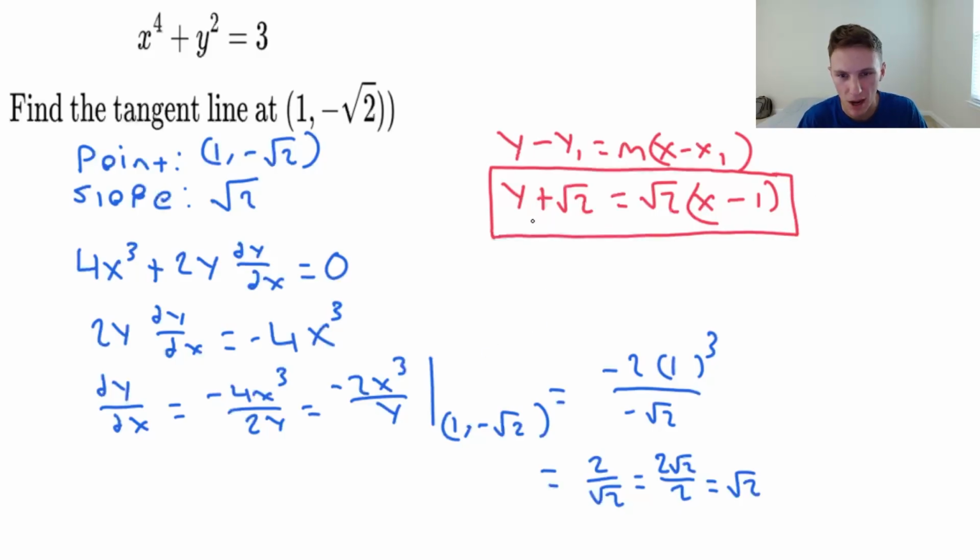The reason there's a positive sign here, for those wondering, is because if I do y minus y1 and y1 is negative, well, two negatives make a positive. They cancel out. So there you go. That is how to do this type of problem.